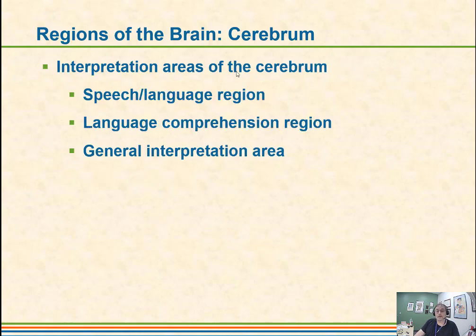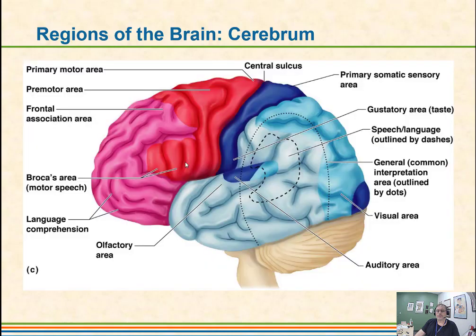We have some interpretation areas as well. We've got speech-language interpretation regions, language comprehension, just general interpretation areas. So, you can see that we don't have the kind of diffuse activity all through the brain. We have some areas that do specified things, and we can actually determine where a stroke or brain damage has occurred by what kind of deficits a person has. So if a person had damage up here to Broca's area, they would have some difficulty with speech or understanding speech. If they had damage to the occipital lobe, they may have some visual disturbances. Damage to the sensory, they may discover they have some numbness somewhere, something like that.